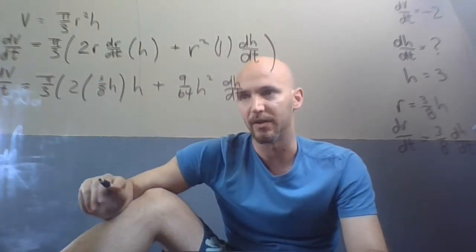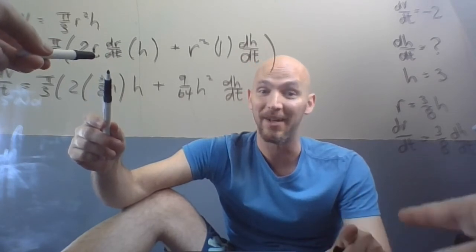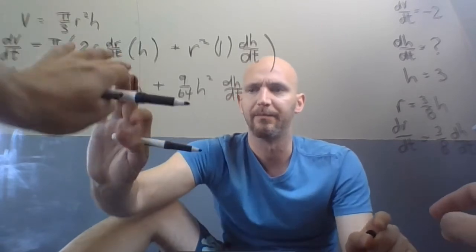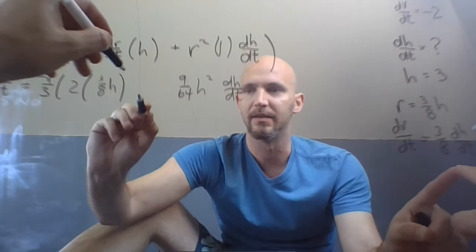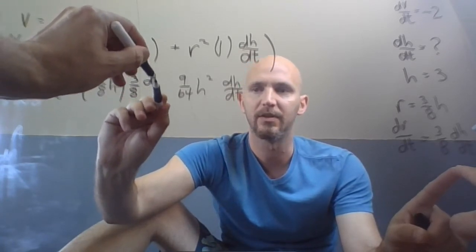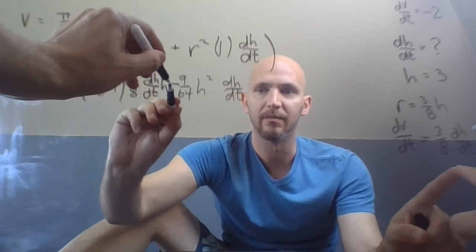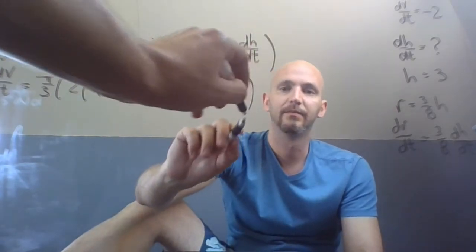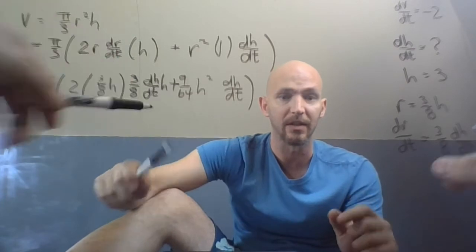And for those of you watching at home, some of you are probably screaming that I forgot this dr dt, and you're right. So I'm going to find dr dt here, and I'm going to put it in between my h and this plus sign. dr dt is 3/8 dh dt. And then this h was still here, plus that mess. Ugh. Okay, but I can keep shrinking this down because I have an h times an h there, so that's an h squared.